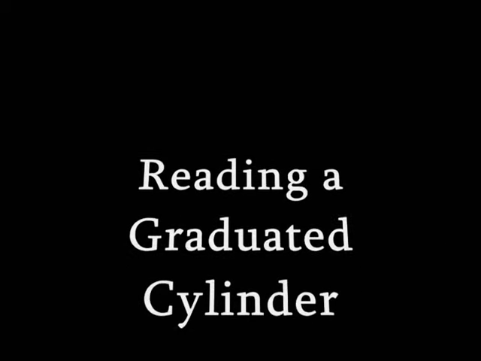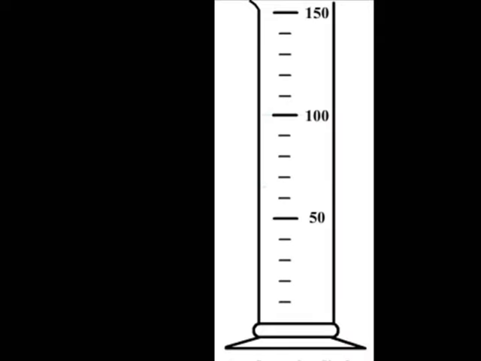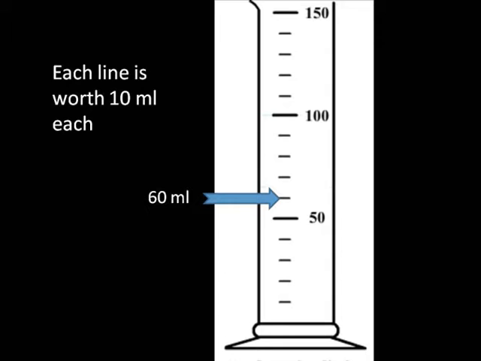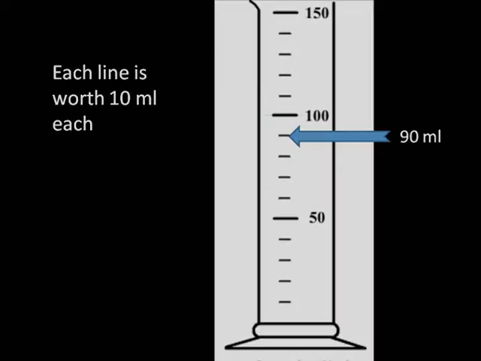When reading a graduated cylinder, you need to look at the numbers on the side and see how the increments fall. So in this case, the first one is 50 and the second one is 100. So there are 50 milliliters in between, making each line 10 milliliters each. So that this next line is 60, then 70, 80, 90, up to 100.